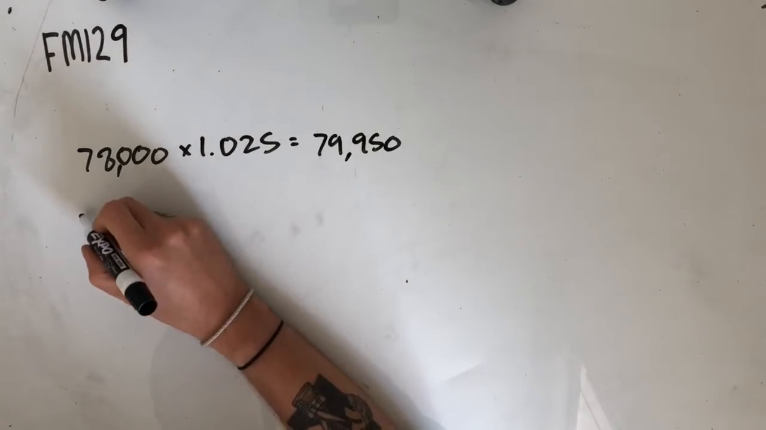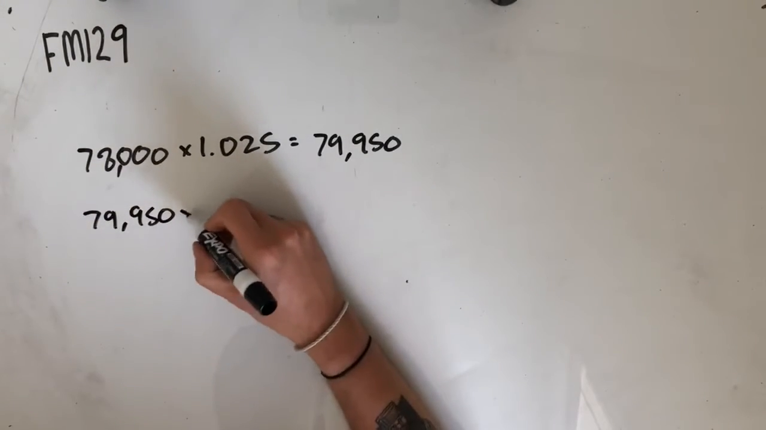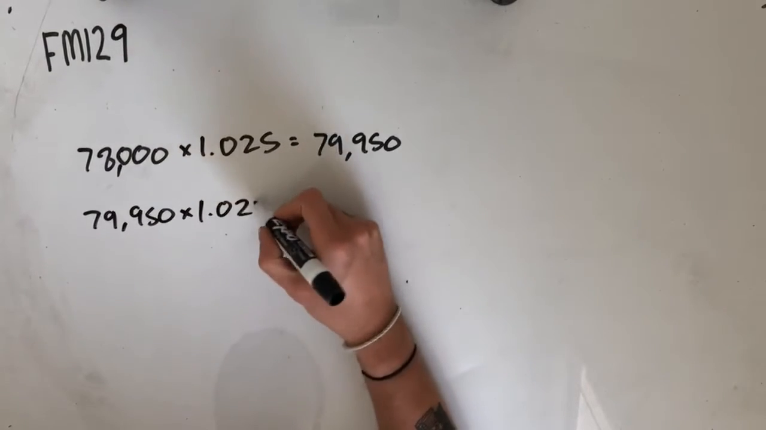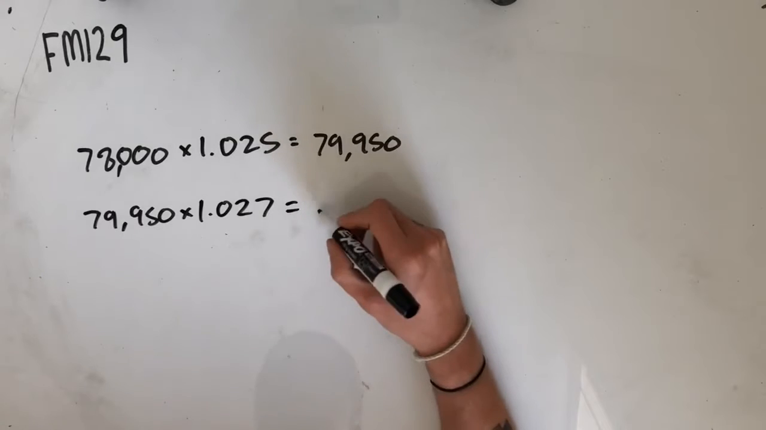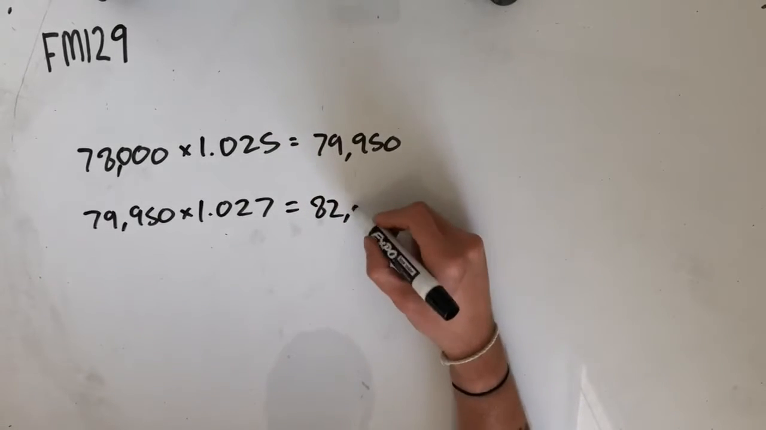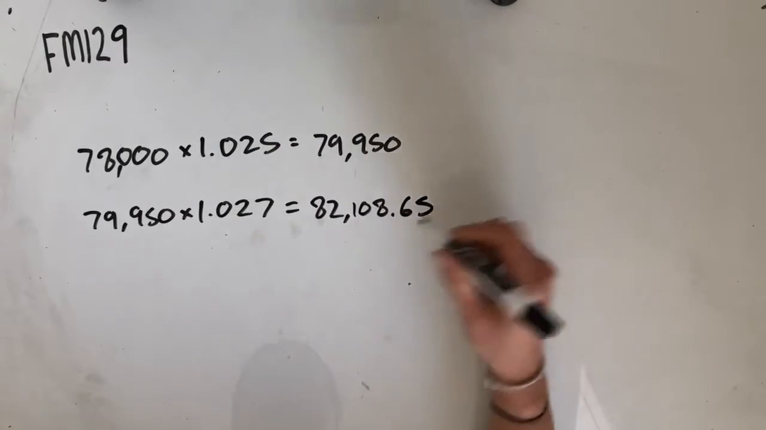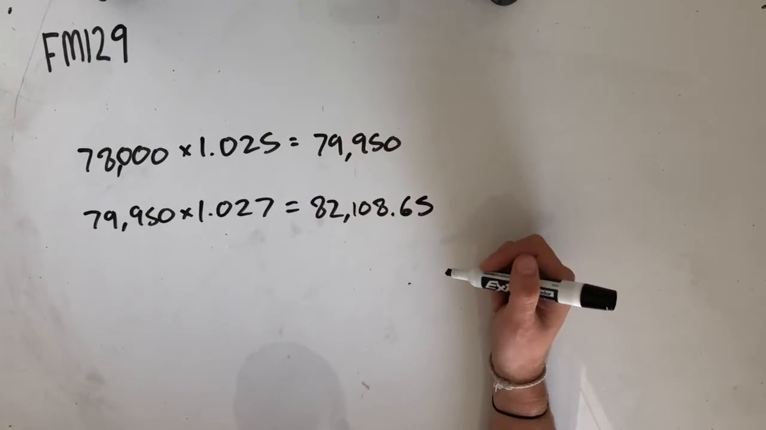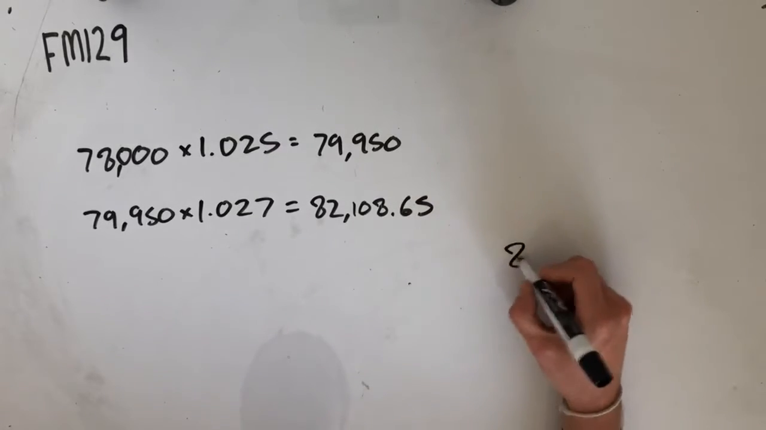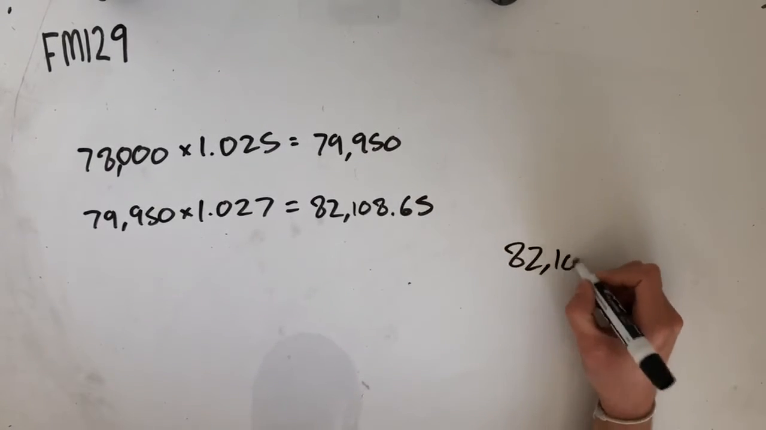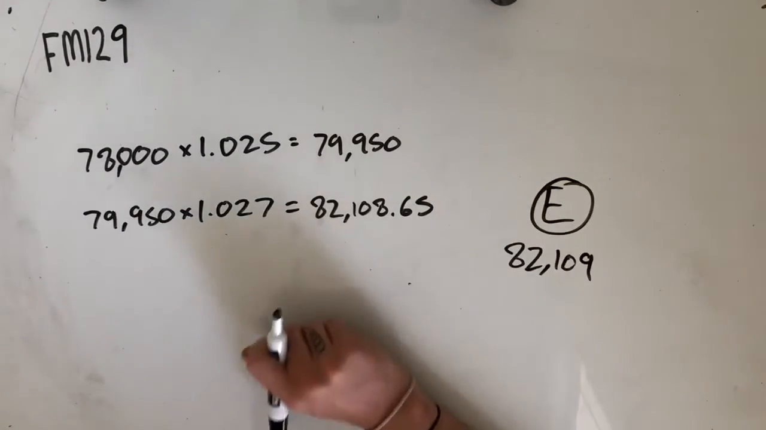So we can take this amount now, that's $79,950, and say we want to increase that by 2.7%. Plugging that into a calculator is going to give you $82,108.65. So that is going to be your answer. So of course, looking at answers, the closest one is the $82,109, option E, which of course is your final answer for that.